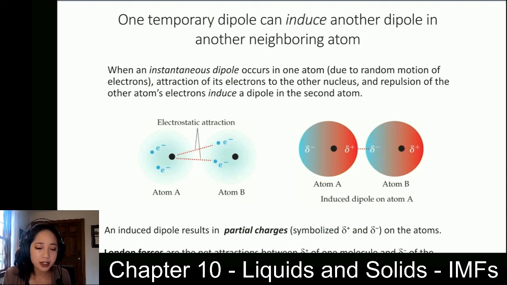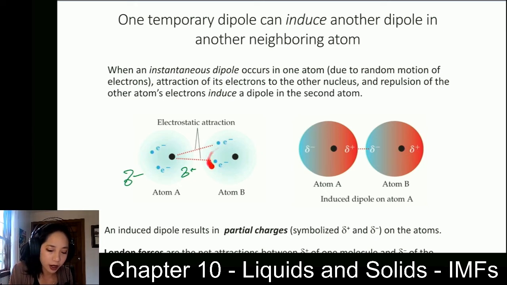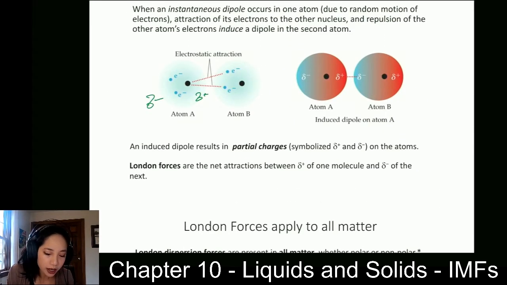If we have a temporary dipole in one atom, with a partial negative and partial positive end, then that can induce another dipole in a neighboring atom. This is just due to the random motion of electrons. In this picture, we have attraction because the electrons in a neighboring atom are now attracted towards the temporary dipole in another atom. It's all about the partial charges that arise from the random movements of electrons.